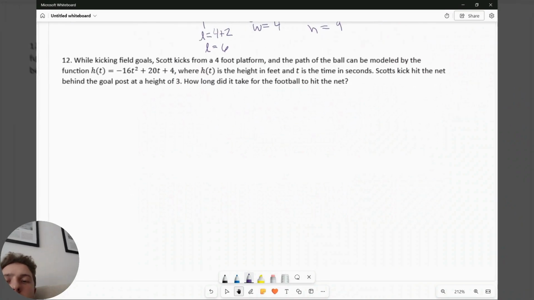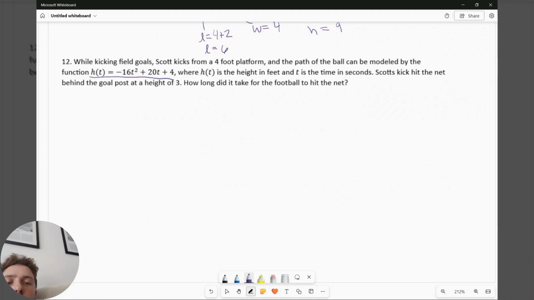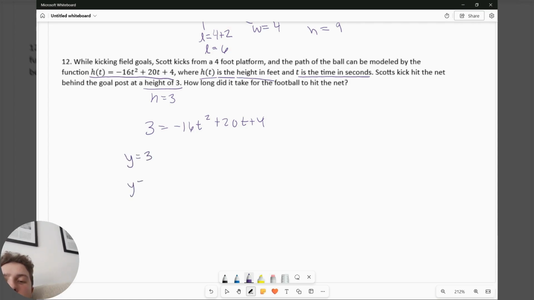Number 12, same idea. You're given some equation here. It's just telling you what's kind of happening. It says h is the height in feet and t is the time in seconds. And we want to know when Scott's kick hit the net behind the goalpost at a height of 3. Well, if they tell you what the height is, you know what something's equal to, you can replace it. So our equation now, we replace h and get something like this instead. So from there, again, just solve it in Desmos, see where they cross, create your two equations, type it in, see where they intersect each other.